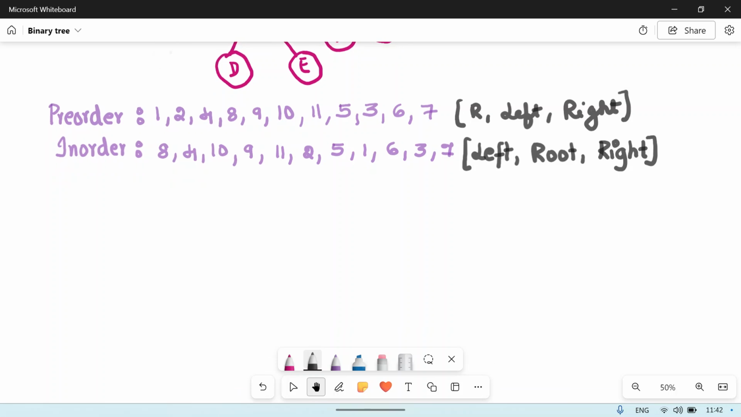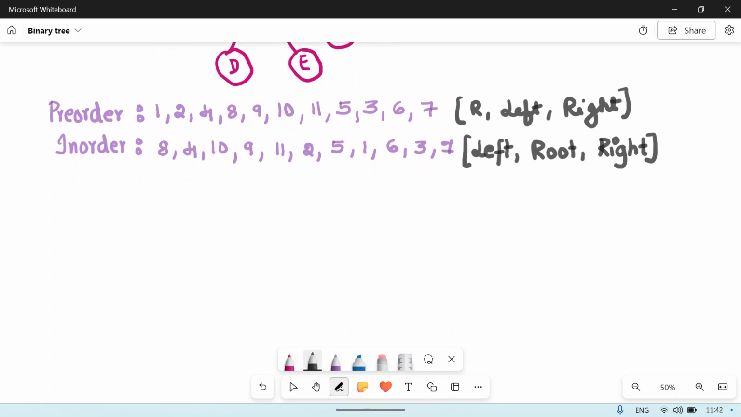Okay, so initially you have to identify the root. In in-order it is difficult to find because the root is in the middle. So you go to the pre-order. In pre-order, the root comes at the very beginning, so 1 is the root. Then you have to identify where 1 is in the in-order. Everything that comes after it becomes the right child side and the ones before it become the left child side.